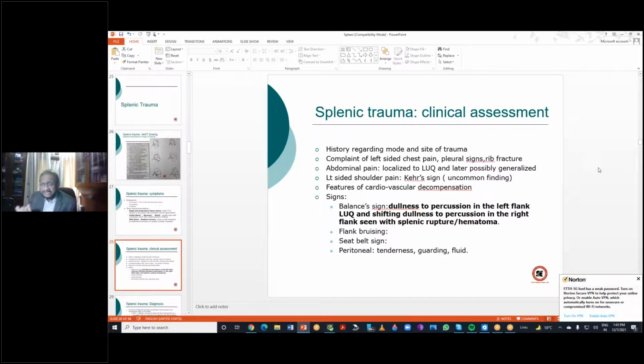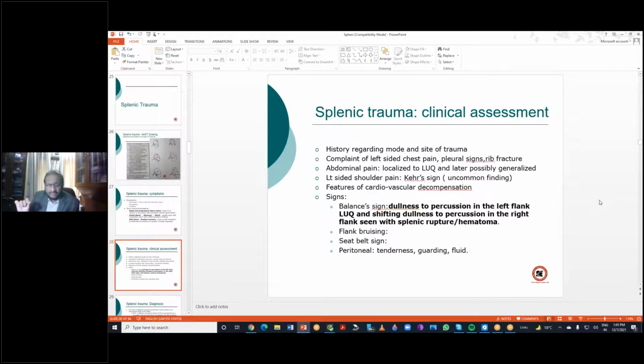So when you talk about Balance's sign, it is when you've got fluid in the abdomen. This is blood there. So you do a shifting dullness on the left side. Now you will not find any shifting dullness on the left side, but when you do the same in the same patient on the right side, you will find shifting dullness positive. And the explanation is very simple. The blood has clotted on the left side around the spleen, so the shifting dullness will be absent on the left side. It will be positive on the right side. That is Balance's sign.